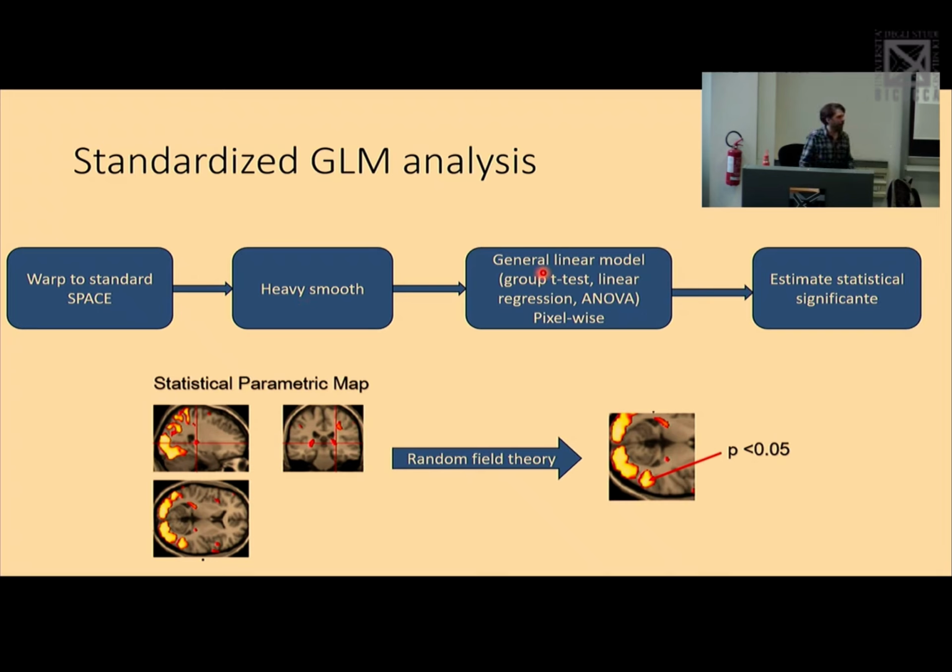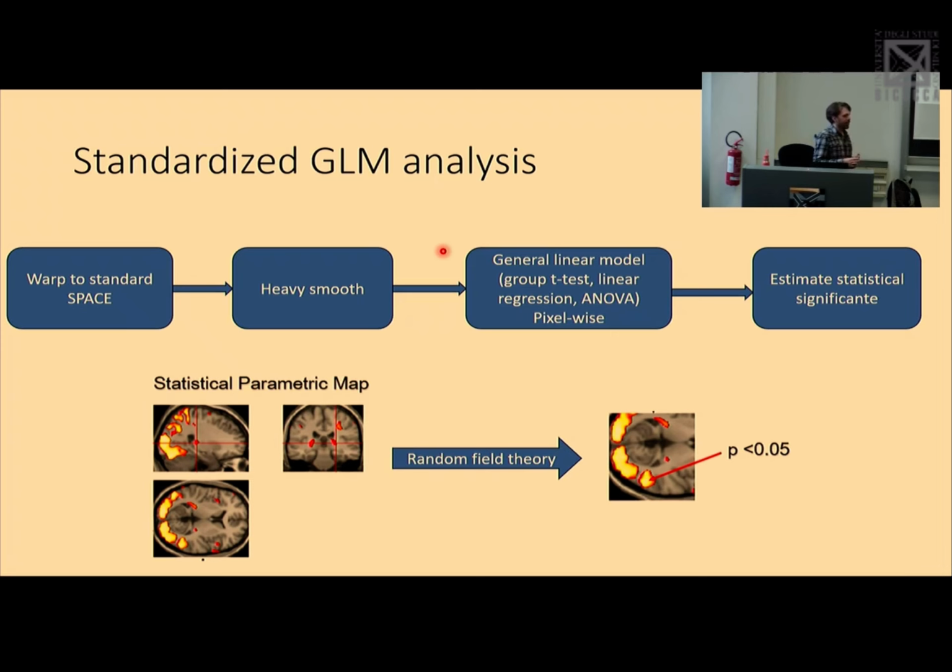Then when you have these many images in this common frame, smoothed even to remove biological variance, not only technical variance, you just do a pixel-wise, pixel by pixel, general linear model. It can be, in my simple example, Alzheimer's disease subjects and healthy controls. You do a voxel-wise t-test.